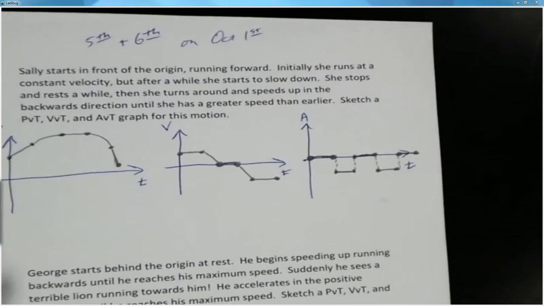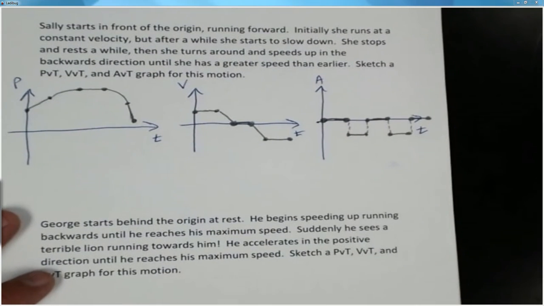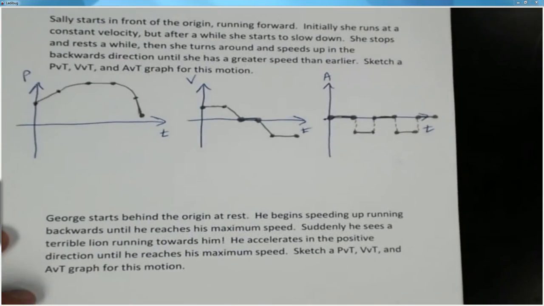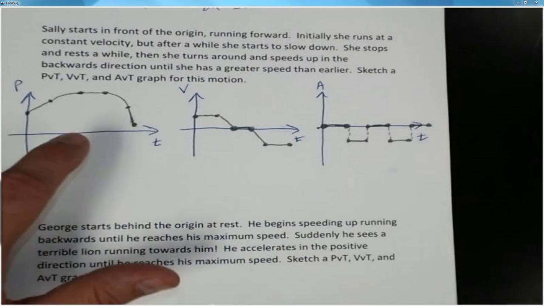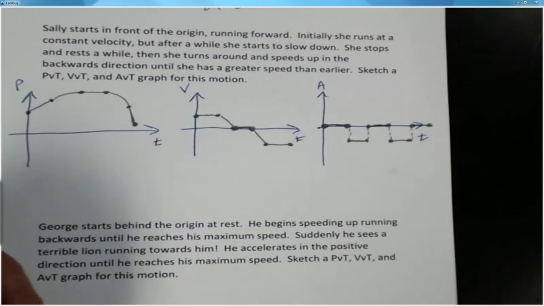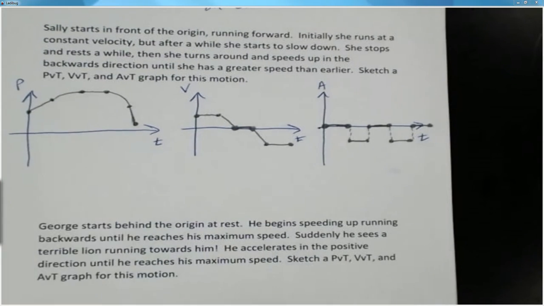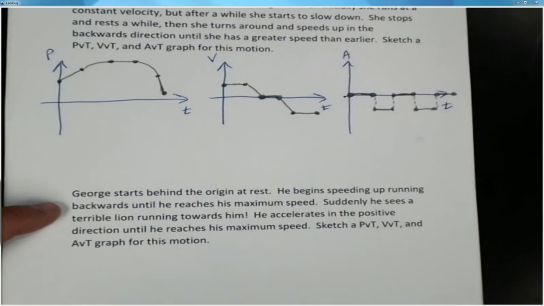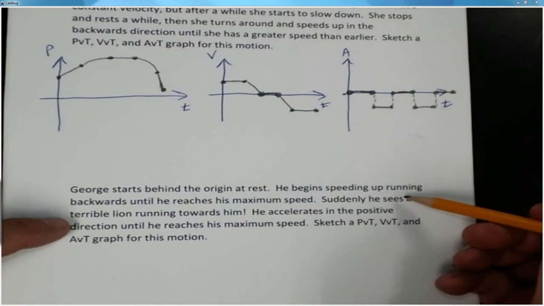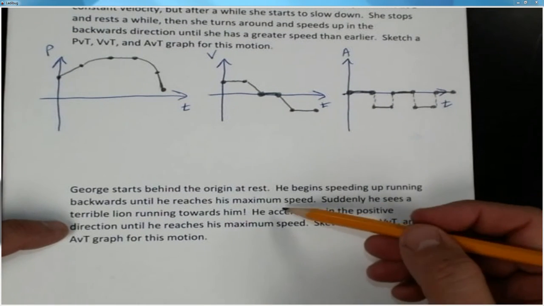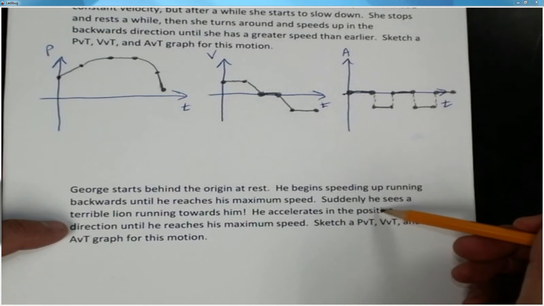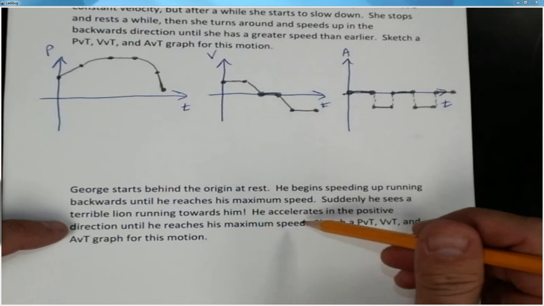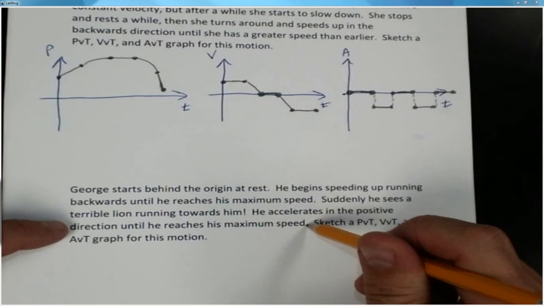Okay, let's try another one. It took me longer to write this than it did for me to sketch it. Let's try another one. George starts behind the origin at rest. He begins speeding up, running backwards until he reaches his maximum speed. Suddenly, he sees a terrible lion running towards him. He accelerates in the positive direction until he reaches his maximum speed.